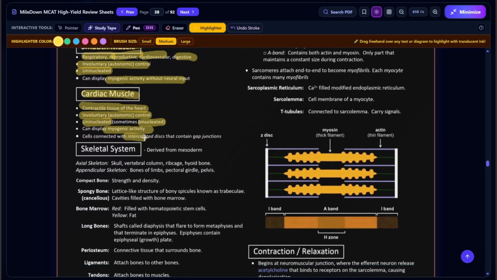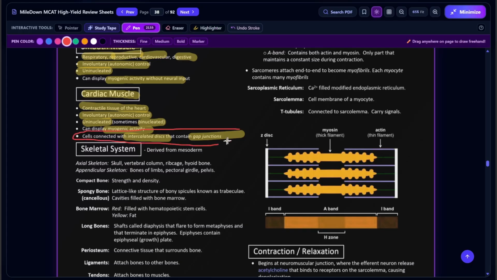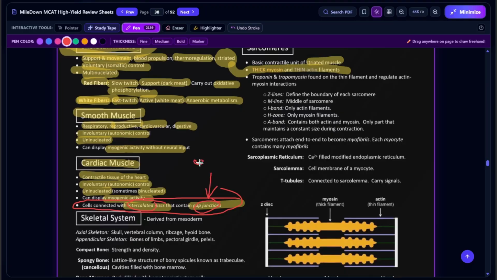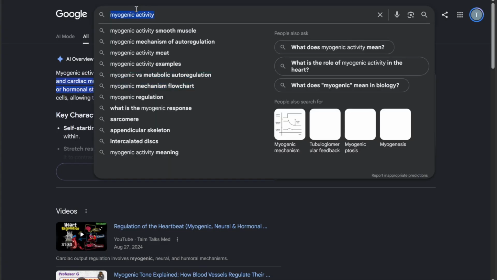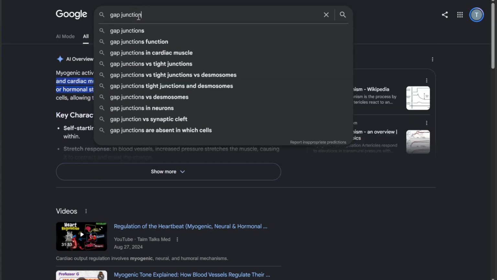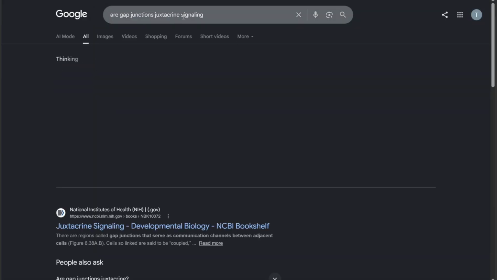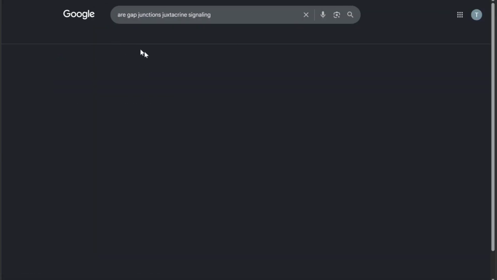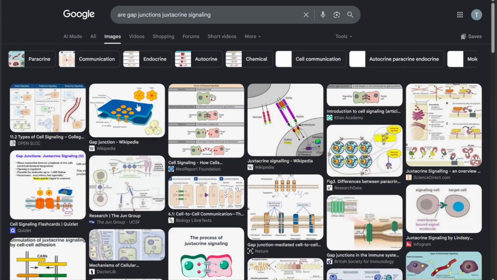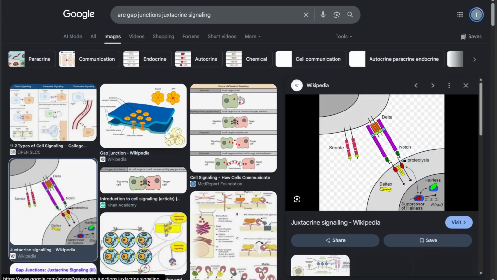Cells are connected with intercalated discs and contain gap junctions. So this is a key feature of cardiac cells, which the others don't have: the intercalated discs that have gap junctions. And remember we talked about cells talking to each other. I'm pretty sure gap junctions are an example of juxtacrine communication. So yes, gap junctions are a form of juxtacrine signaling where the two cells are connected and they're basically directly talking to each other in a way.